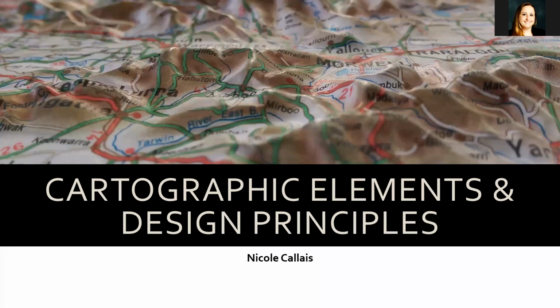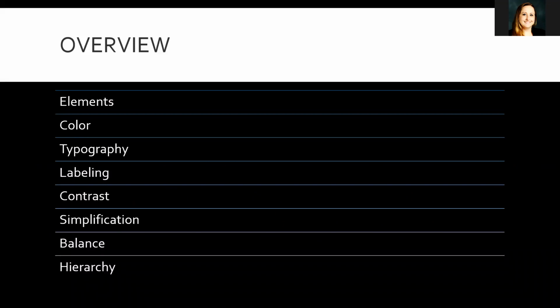In this video, I am going to discuss cartographic elements and design principles. So I'll start by discussing different map elements and symbology through the use of color, typography, and labeling, and then move on to concepts such as contrast, simplification, balance, and hierarchy in map making.